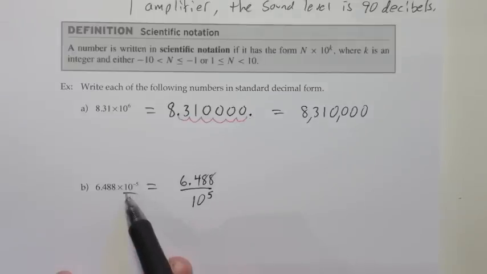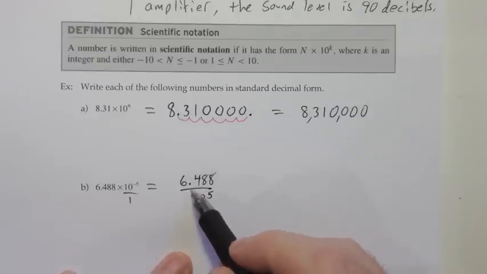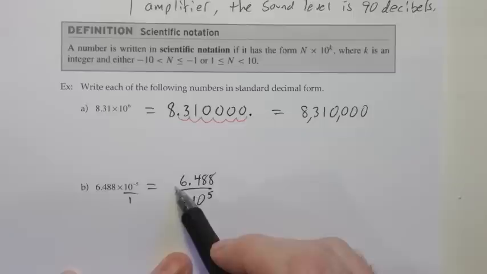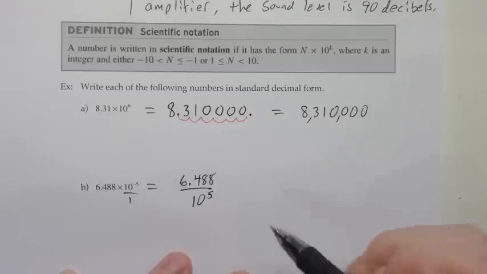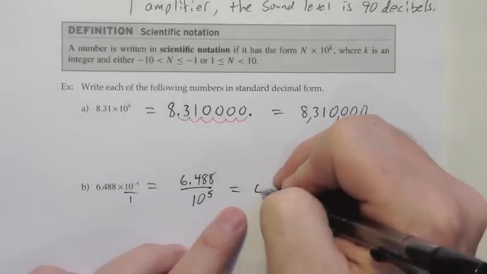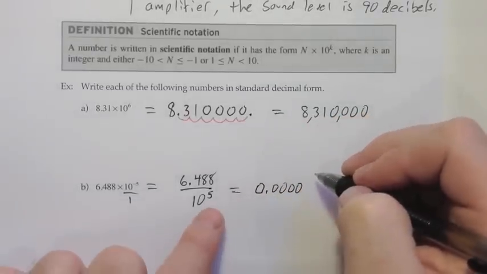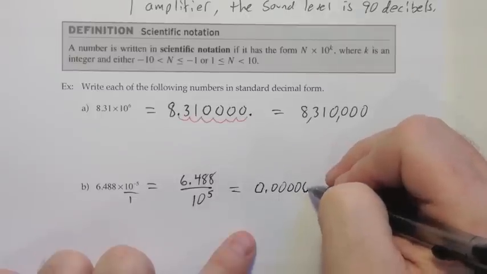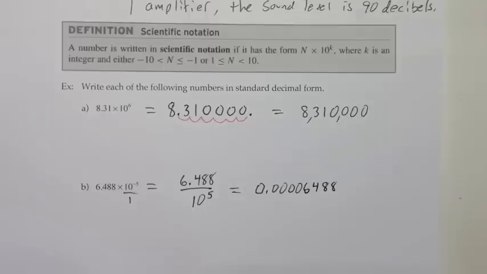But if you have times 10 to the negative 5, that's really the same as dividing by 10 five times. And every time you divide by 10, it's going to move the decimal to the left. The first move would go past the 6. The next 4 decimal moves to give us our total of 5 would create zeros. So this would be 0.1, 2, 3, 4, and then in the 5th decimal place will be that 6, and then 4, 8, 8.